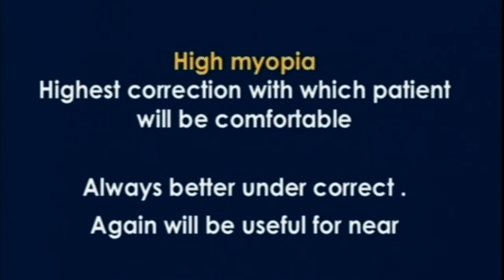You know the problem here. When you overcorrect, imagine, suppose he is -5. You are giving -6. He will try to bring his accommodation and see distance very nicely. The problem is what? Now he will get pseudomyopia. He will develop a spurious myopia. That's why his accommodation becomes active, and then he can see better. That's why it is never prescribed, because he has been constantly accommodating also.